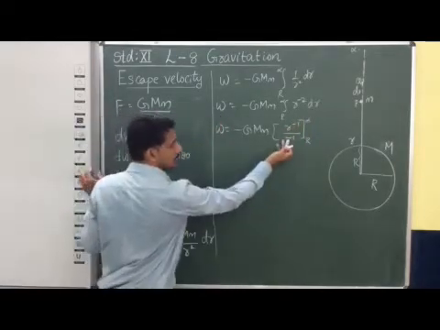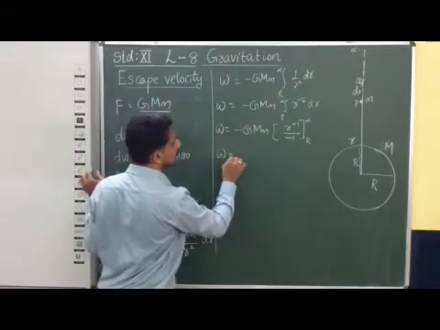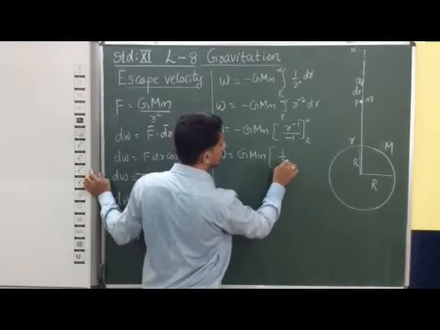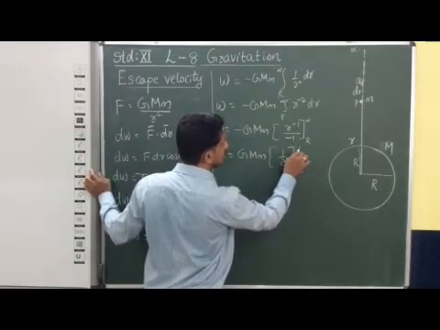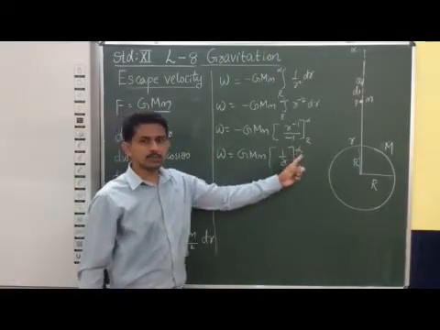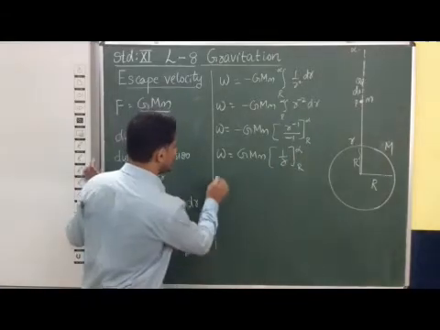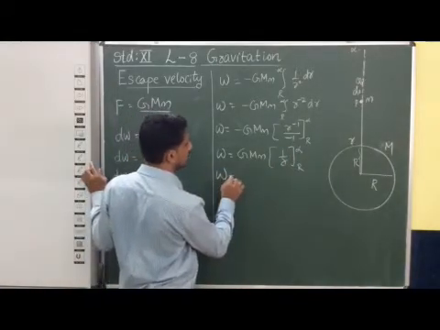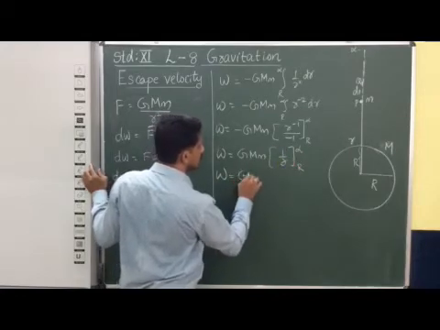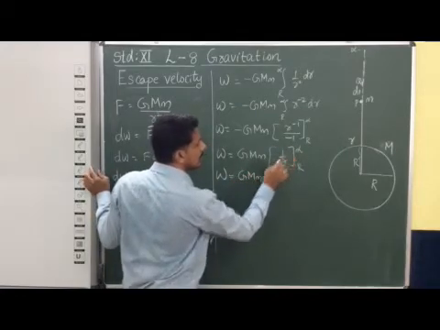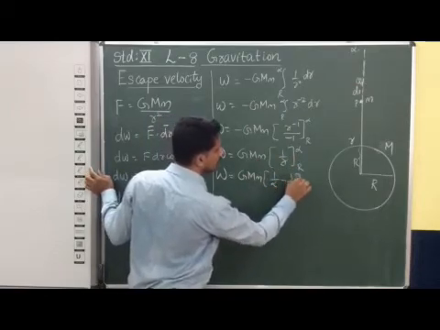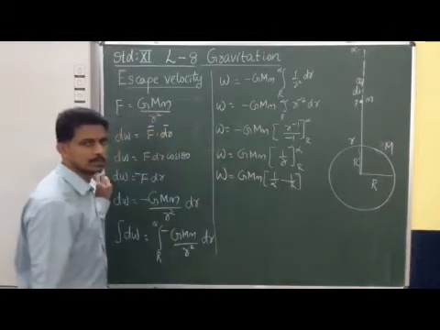Now we can take this minus sign outside, so our work done is GMm into 1 by R, ranging from R to infinity. Now we substitute the upper limit and lower limit. So GMm into, substituting the upper limit, 1 by infinity minus 1 by R. We know 1 by infinity becomes 0.